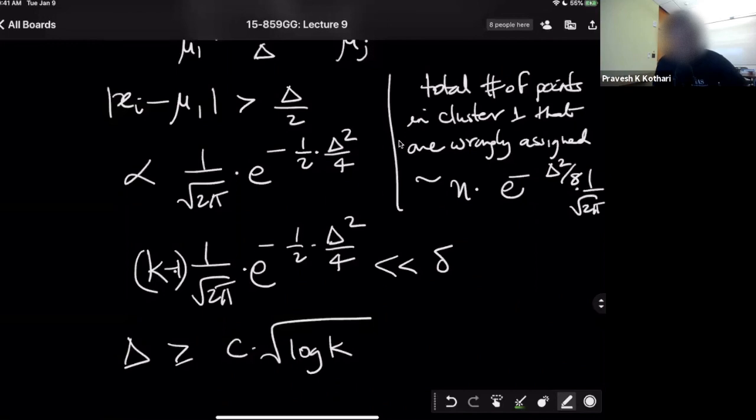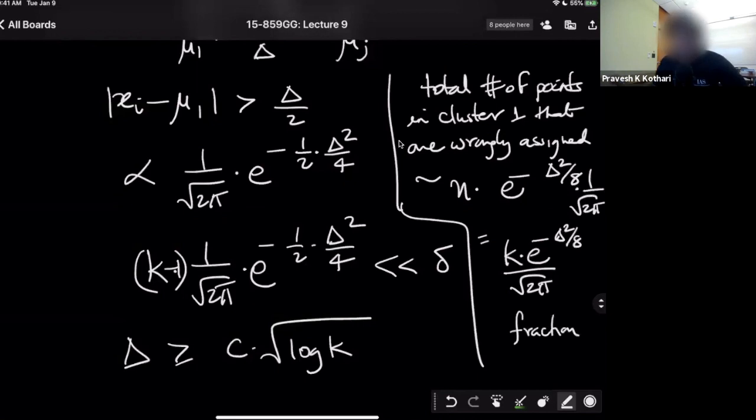And what am I comparing this to? I'm trying to understand what fraction of the points in C sub 1 were badly assigned, right? So as a fraction of points in C sub 1, this is k times e to the minus delta squared over 8, over root 2 pi, because C sub 1 has only n over k points. Does that satisfy this version of the argument too? So we would like this number to be smaller than small delta. That happens only when capital delta is bigger than some constant times square root log k.